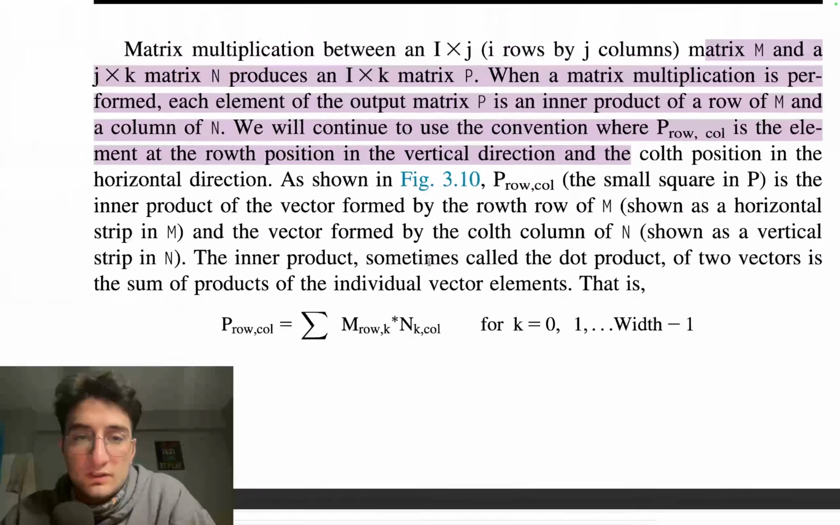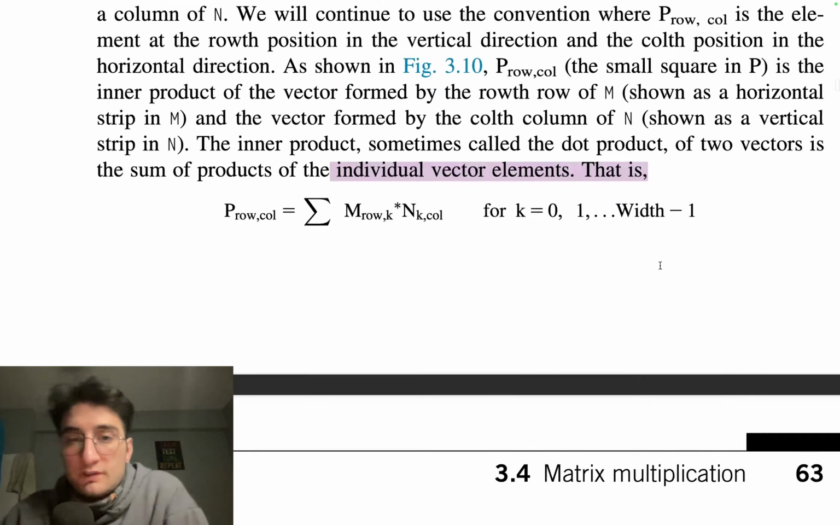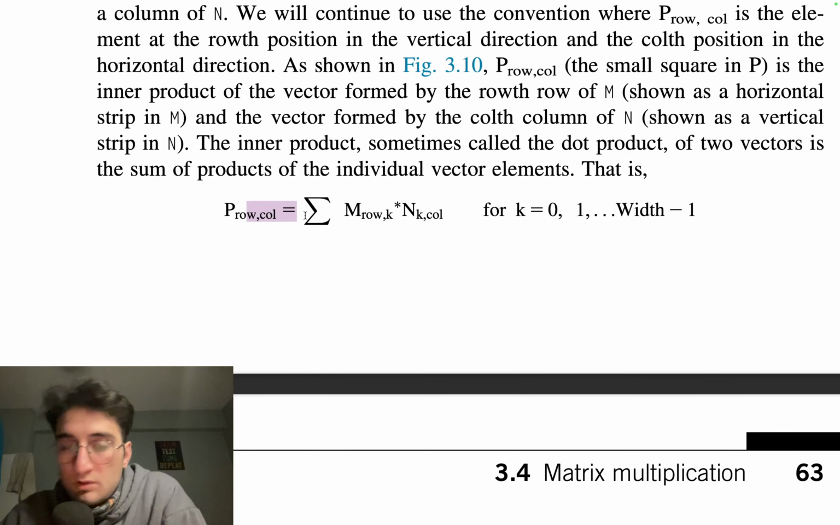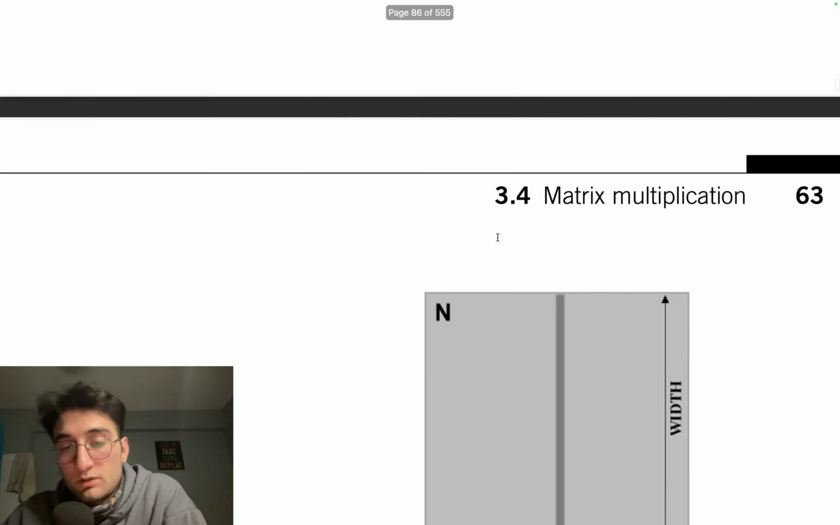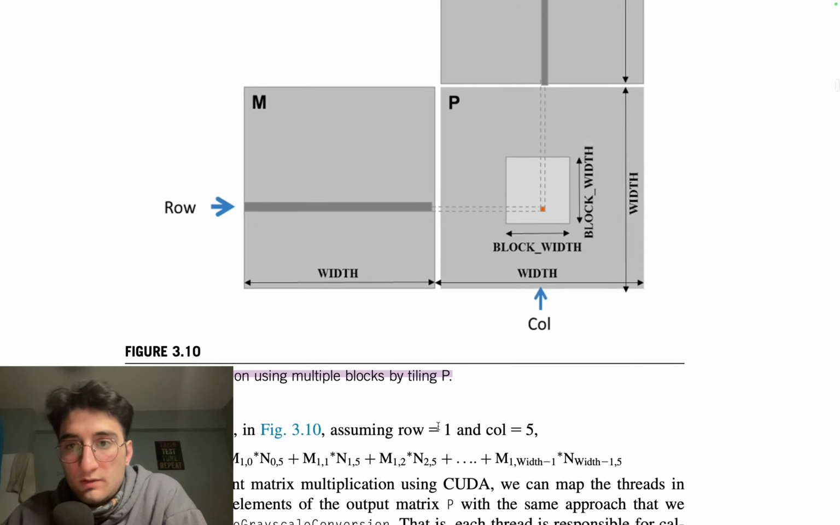But let's finish it. The inner product, sometimes called the dot product of two vectors, is the sum of products of the individual vector elements. That is, P row col is the sum of M row k times N k col, for k equals 0, 1, and so on up to width minus 1. So yeah, this is matrix multiplication using multiple blocks by tiling P.